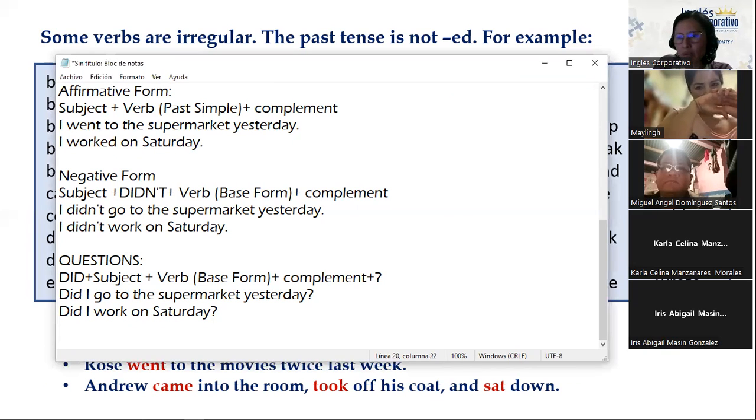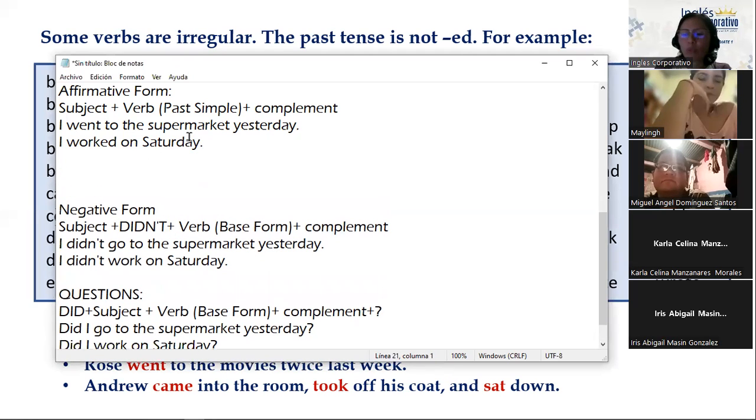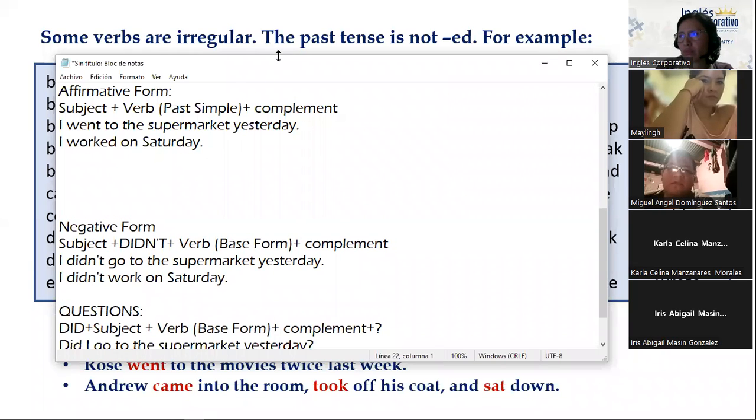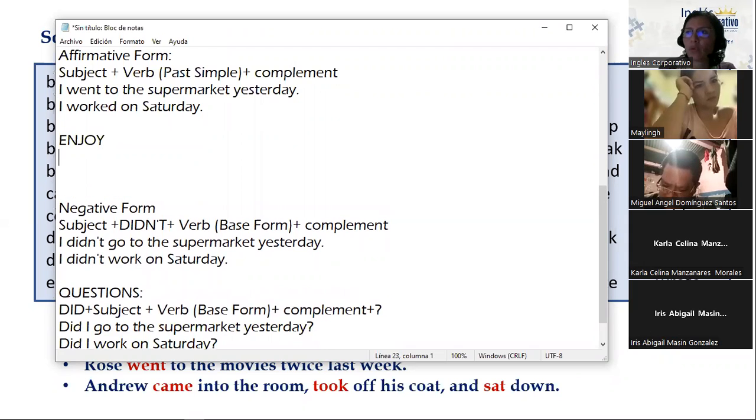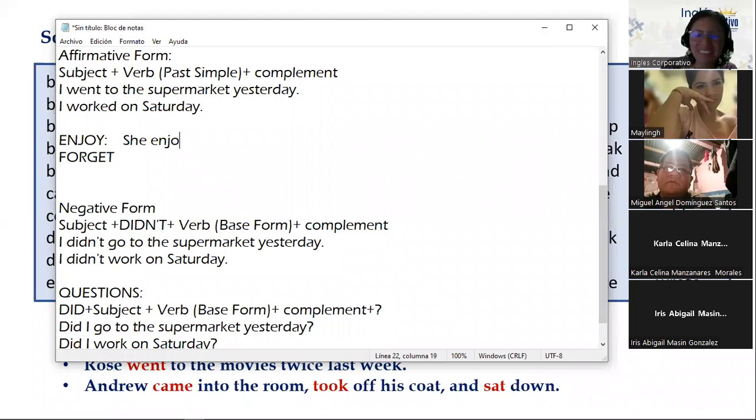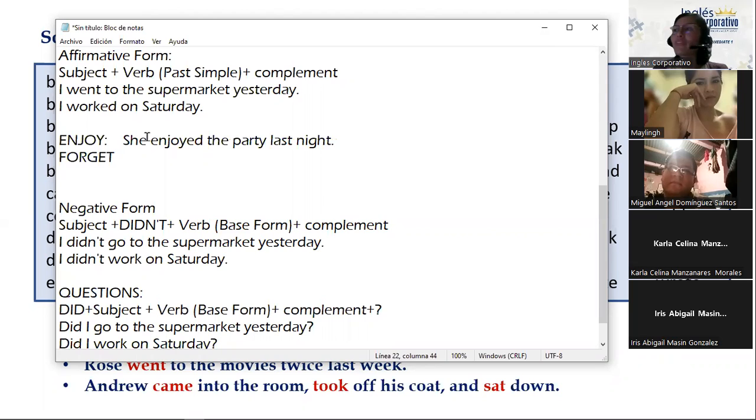Okay. Right, let's put another couple of examples, Miguel, so it's clear. Give me a regular verb and an irregular one, please. Enjoy. Right, enjoy, very good. And an irregular one? Forget. Okay, forget, very good. So enjoy it, okay. She, we already used I. So she enjoyed the party last night, right? Let's say that it was my birthday and we were celebrating and she enjoyed the party last night, okay?